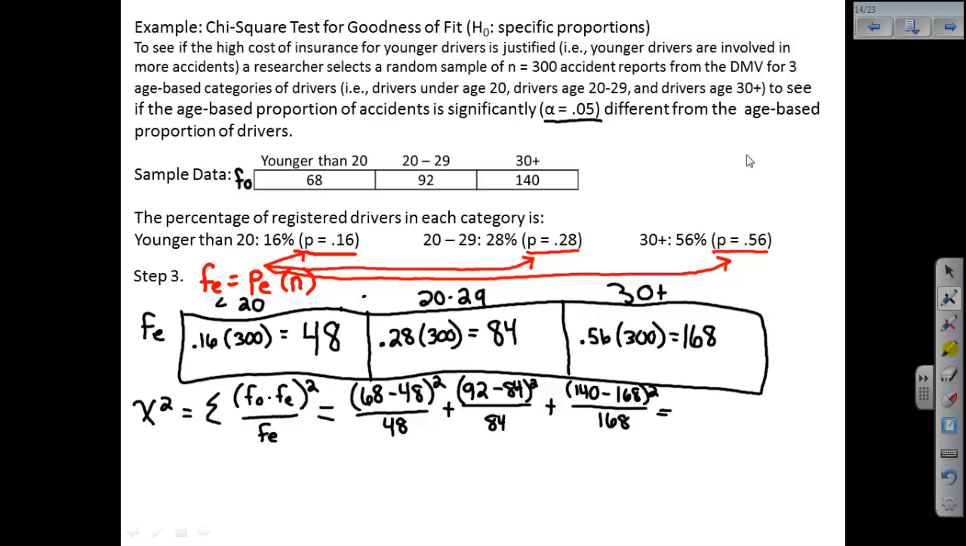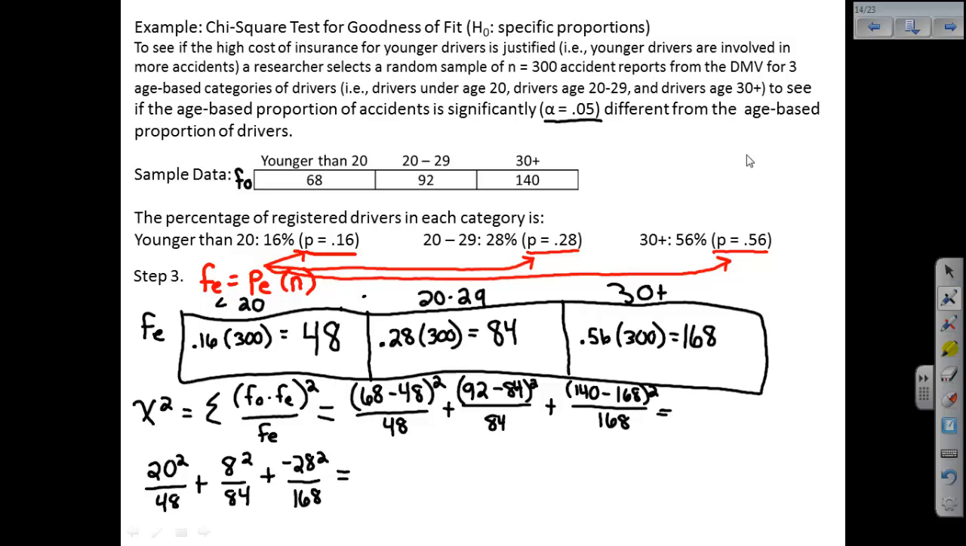So then this becomes 68 minus 48 is 20. So 20 squared divided by 48, plus 92 minus 84 gives you 8 squared divided by 84. Add that to 140 minus 168, which is negative 28, squared divided by 168.